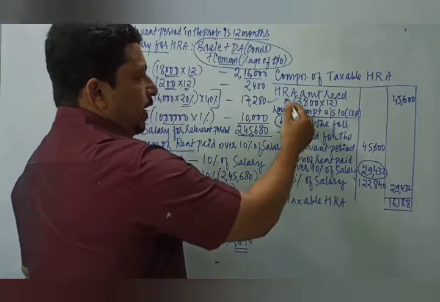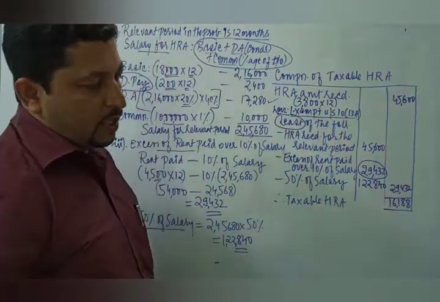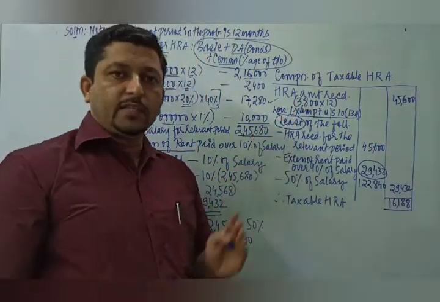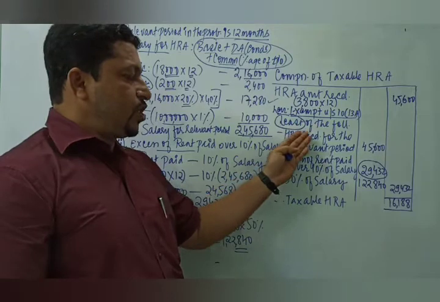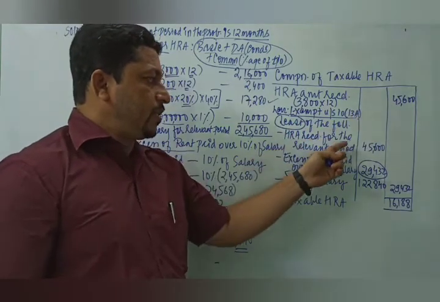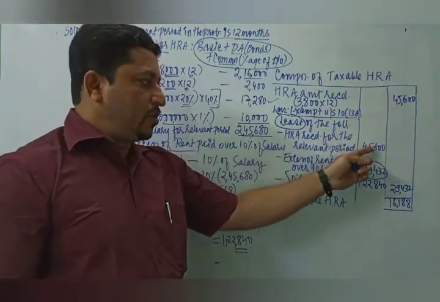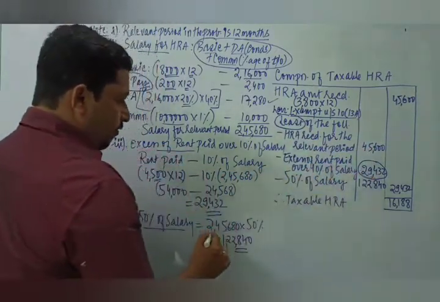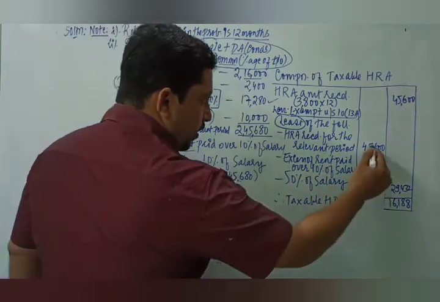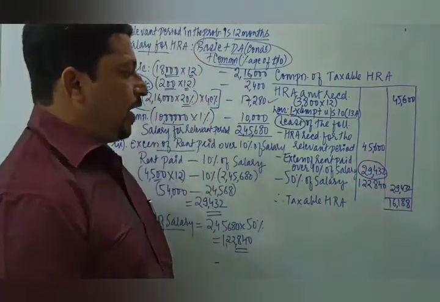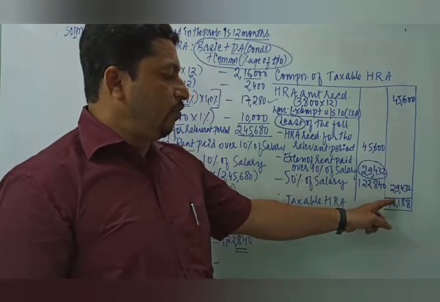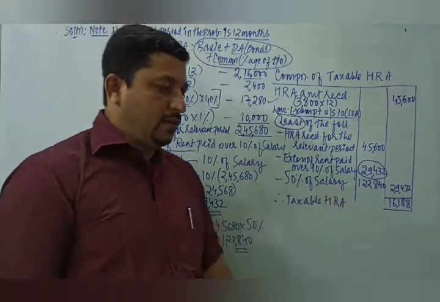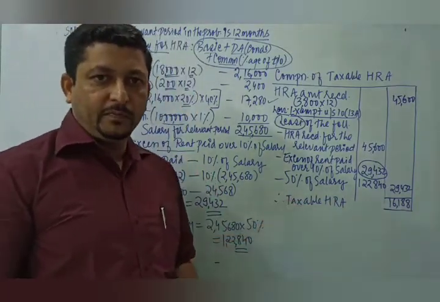So prepare the format. HRA amount received. He receives HRA of 3,800 for the year, so that works out to 45,600. Exempt under section 10, subsection 13A, least of the following. HRA received for the relevant period. Same number, since the relevant period is the same as the HRA received, so 45,600. Excess of rent paid over 10% of salary, already calculated here. 50% of salary, already calculated here. So among the three criteria, whichever is less will be exempt. So 29,432 will be exempt. Therefore, taxable HRA is 16,188. I hope this problem is clear.